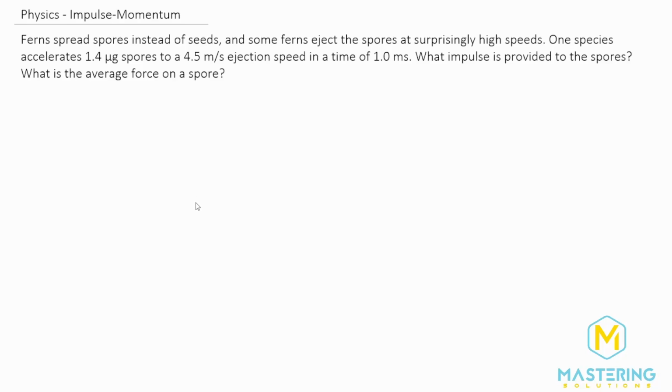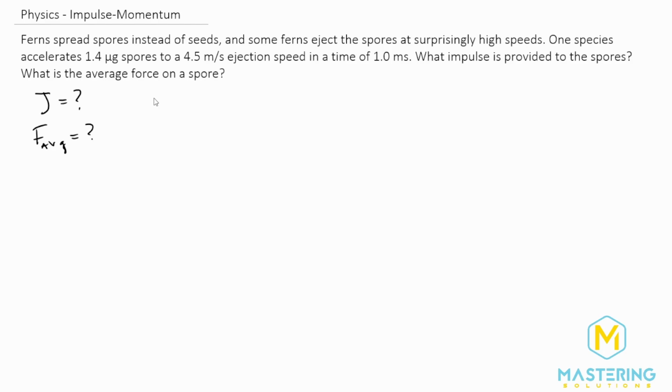Welcome to Mastering Solutions. In this impulse and momentum problem, we'll be calculating what the impulse is to the spores and the average force of the spores. So the impulse is J, and the average force will follow after we get the impulse.